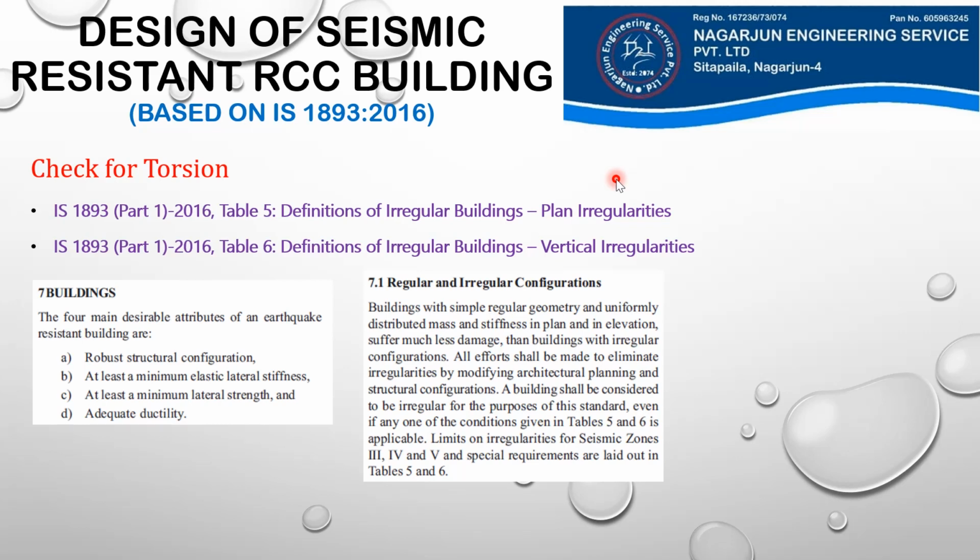There are many items in this list for plan and vertical irregularities. There are many conditions given in this table, and even if one of the conditions is satisfied among those in Table 5 and Table 6, then our building is said to be irregular for the purpose of design using this code. Limits and irregularities for seismic zones 3, 4, and 5 and special requirements are laid out in Tables 5 and 6. So we can see that table in our code and go through those conditions by ourselves also.